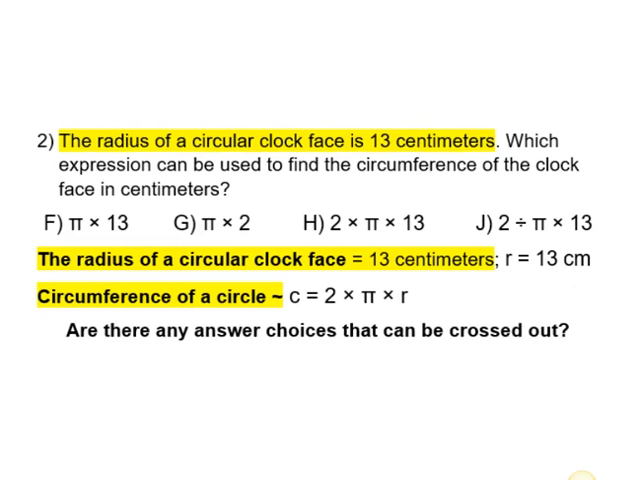Now that we have this information, are there any answer choices that can be crossed out? We know the formula for the circumference of a circle, or the circumference of the clock face. It's C is equal to 2 times pi times R. And we also know that the radius of a circular clock face is 13 centimeters, so R is equal to 13.